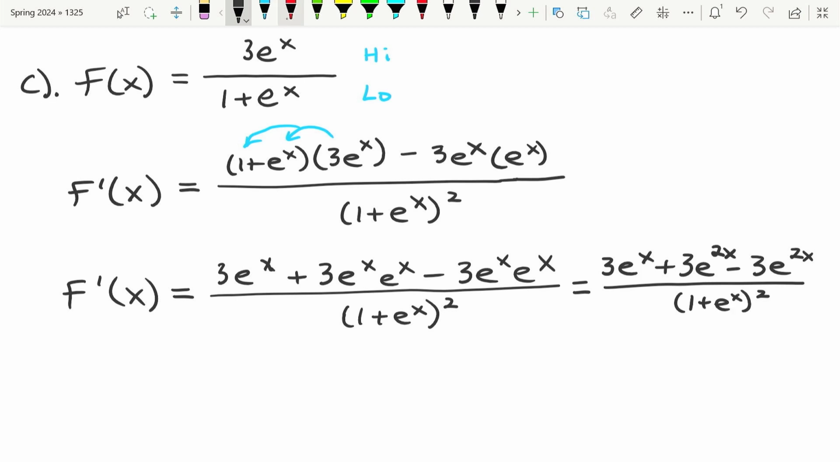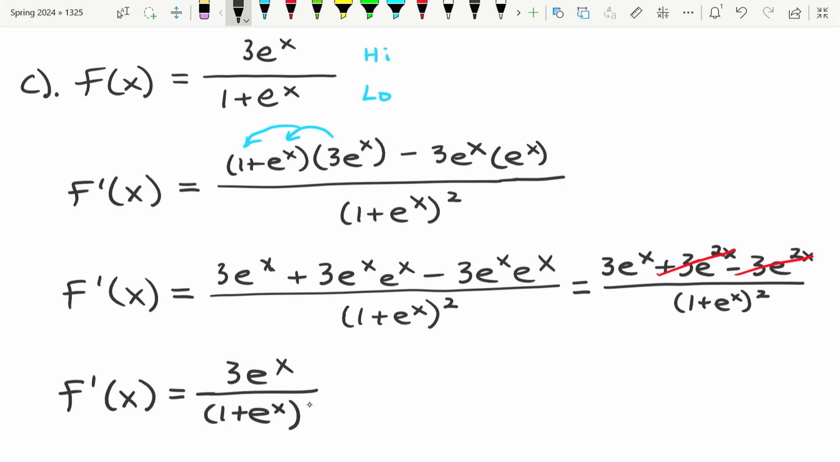Either way, though, we see how we have plus 3e to the 2x minus 3e to the 2x. So those are going to cancel out. So we're going to have f prime of x is equal to 3e to the x all over parentheses 1 plus e to the x, close parenthesis, all squared.